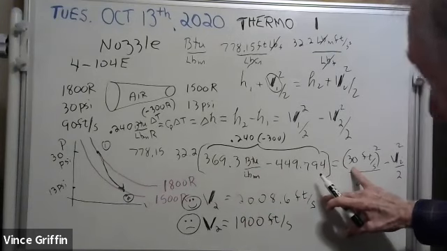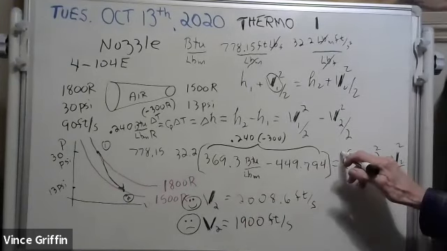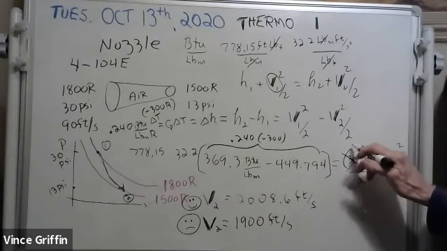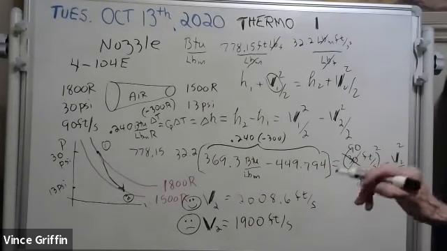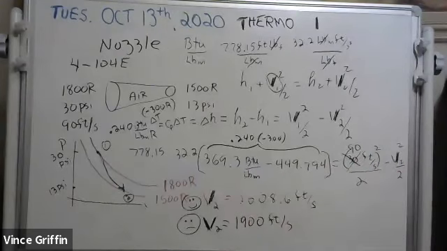V1 is 90 feet per second, guys. This was a screw up. That's supposed to be 90 feet per second. Tyler, I appreciate you so much.